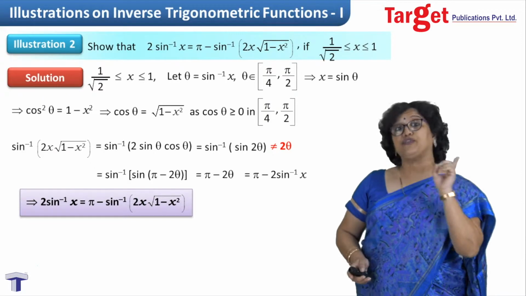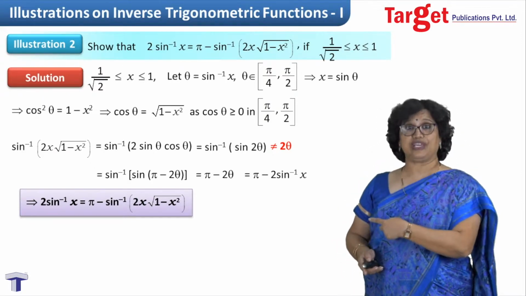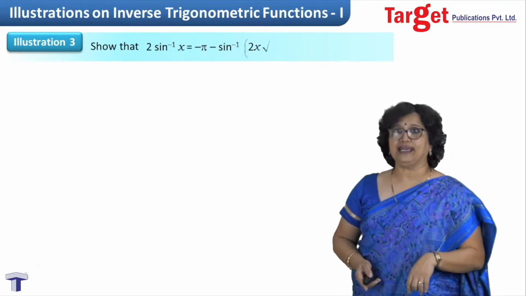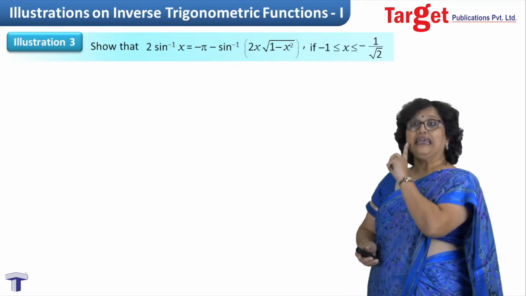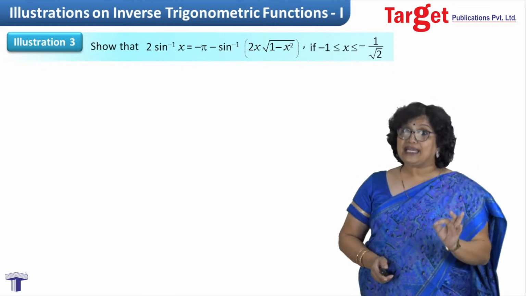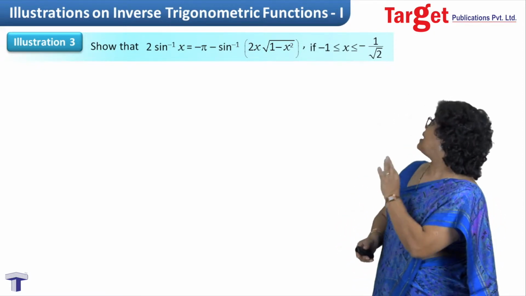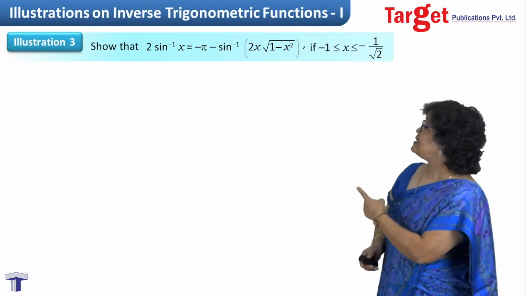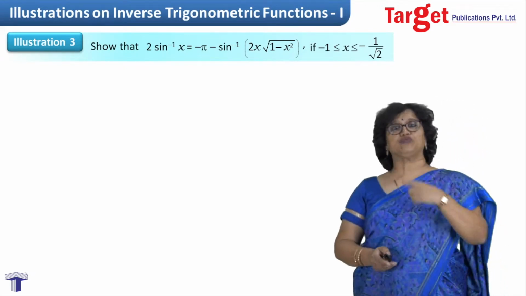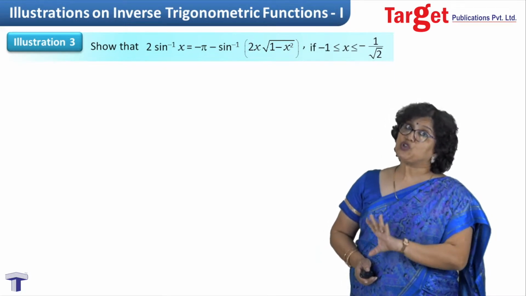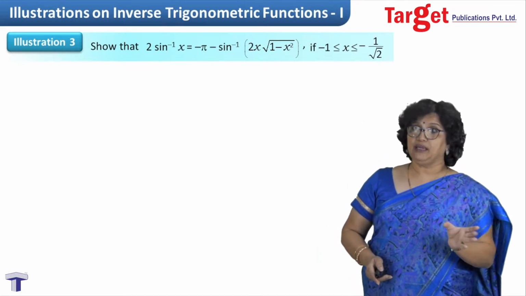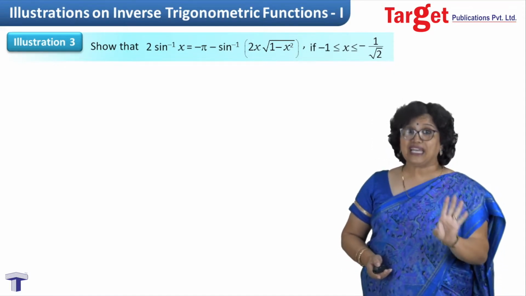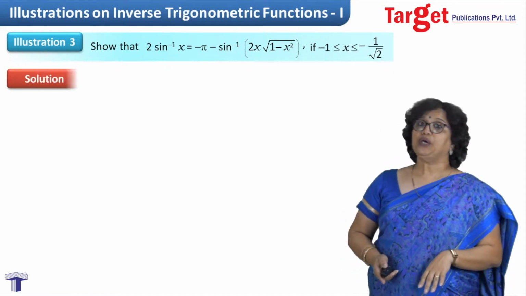Now this question is different from the previous one because the condition changed. Okay, so let us take one more. And the next one is 2 sine inverse x equal to minus pi minus sine inverse of 2x under root 1 minus x square. We have to show this when x is between minus 1 and minus 1 by root 2. Now this question also looks like the previous two, but the condition differs. Condition here is that x lies between minus 1 and minus 1 by root 2.